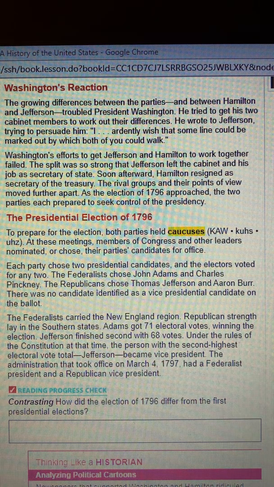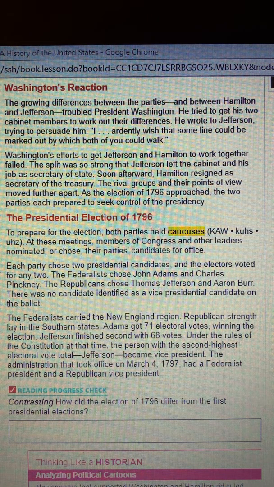At these meetings, members of Congress and other leaders nominated or chose their party's candidates for office. Each party chose two presidential candidates, and the electors voted for any two. The Federalists chose John Adams and Charles Pinckney. The Republicans chose Thomas Jefferson and Aaron Burr. There was no candidate identified as a vice presidential candidate on the ballot.